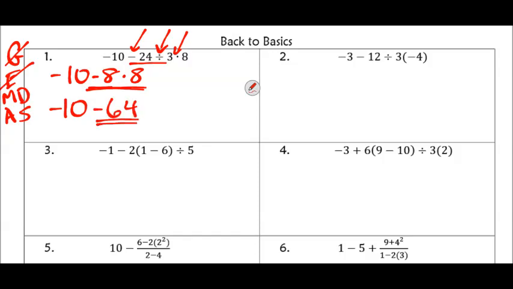And now I can finally do the subtraction. Negative 10 minus 64 is negative 74. I took care of my division first, then I did my multiplication. I didn't have any addition, so I did my subtraction next.